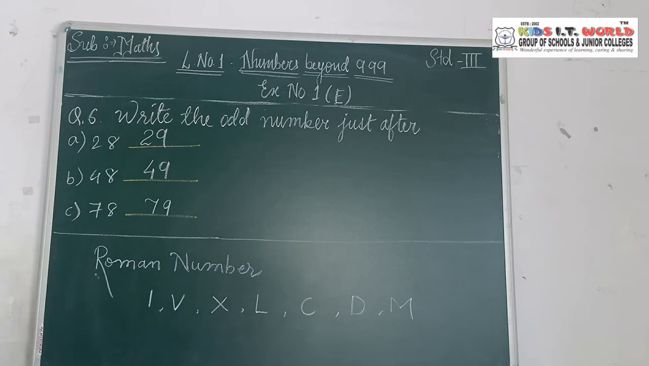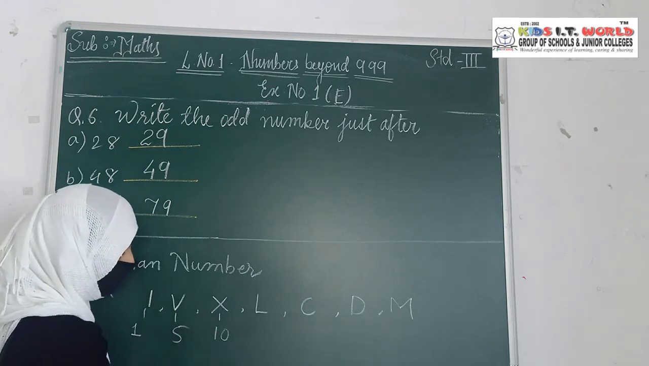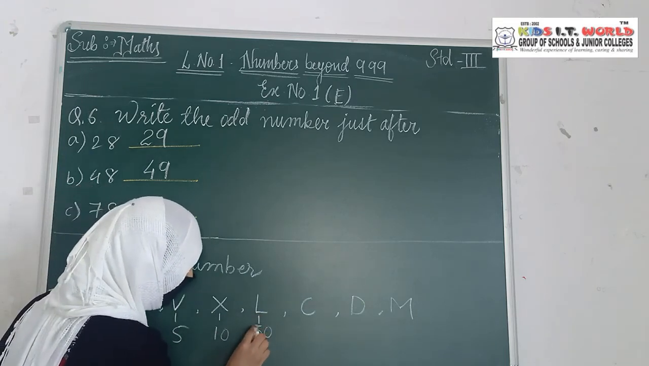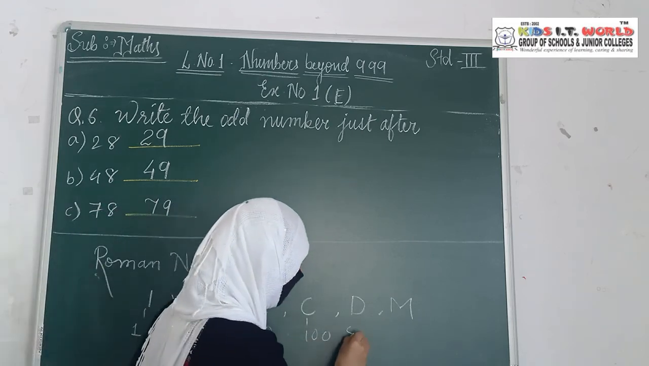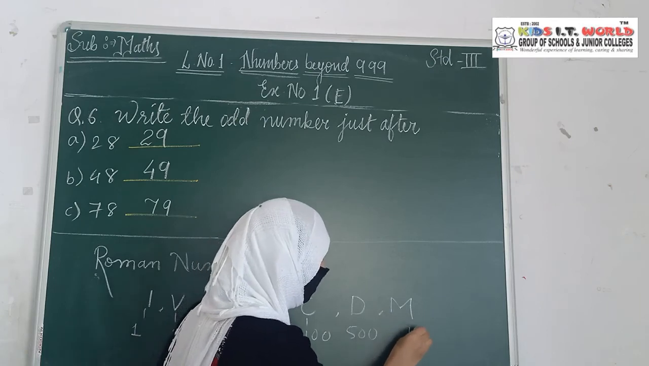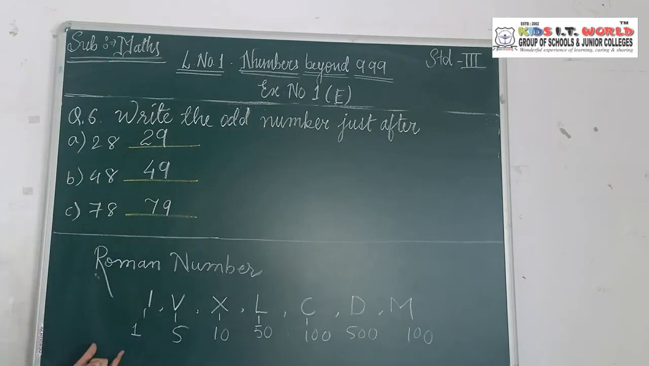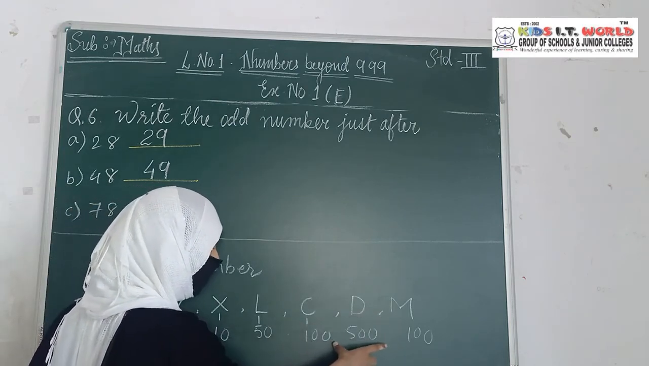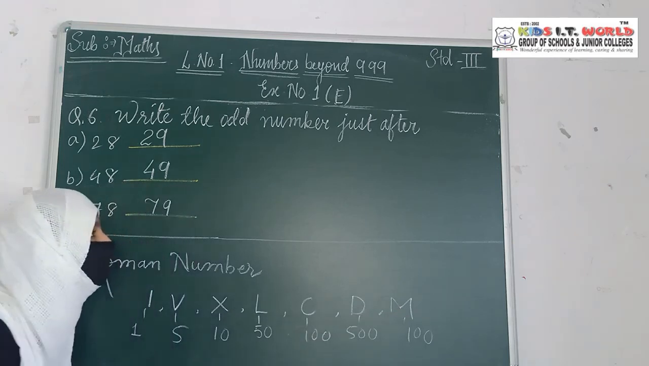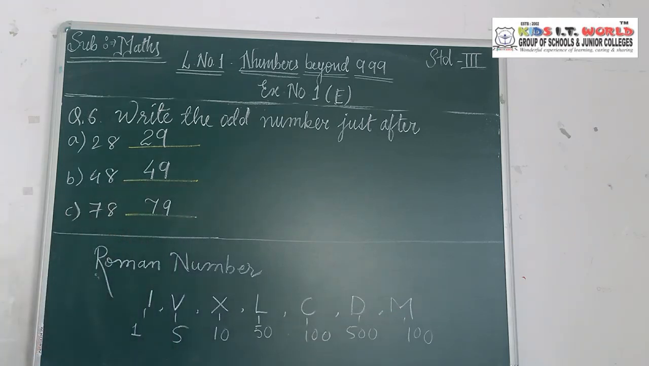You may know the Roman numbers from 1 to 10. So here I stands for 1, V stands for 5, X stands for 10, L for 50, C for 100, D for 500 and M for 1000. If you remember this, अगर आपने ये अल्फाबेट्स लर्न कर लिया और इनकी वैल्यूज जो है वो आपको लर्न करना है, then you are able to find or write all the Roman numbers till 1000.